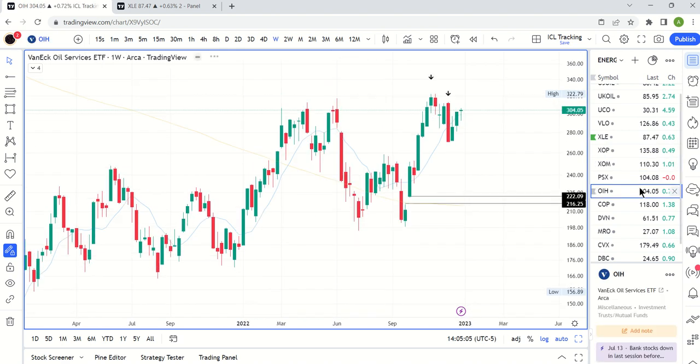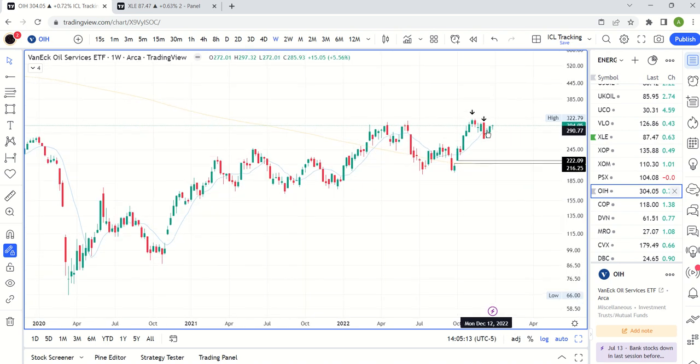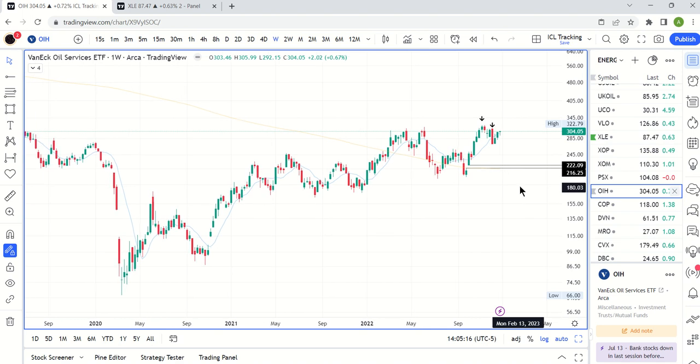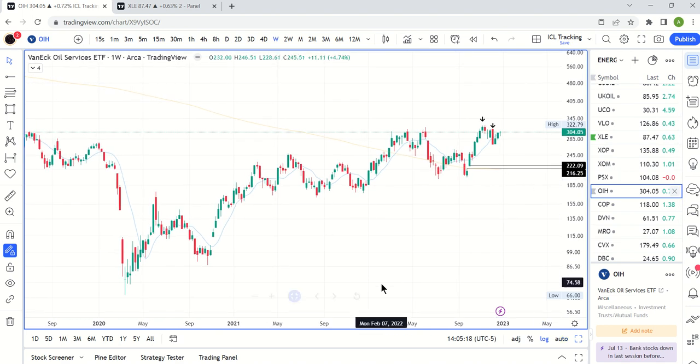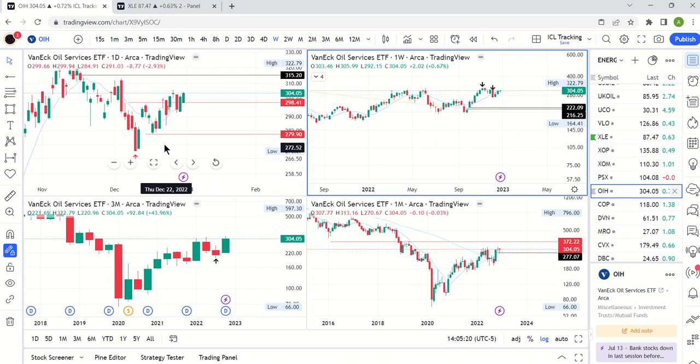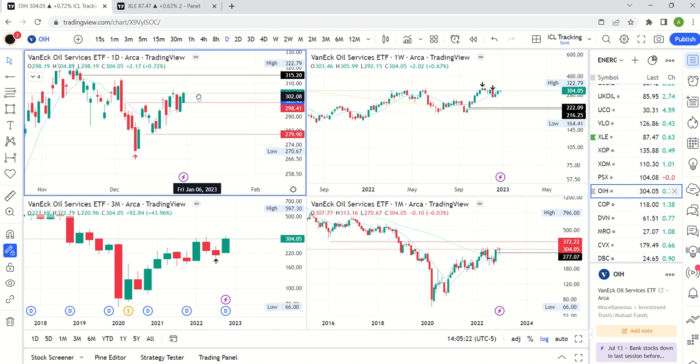Let's see, what about OIH? Yeah, same thing. So for OIH, the level to clear is 313. We're here at 304. And this is definitely one of the stronger ones. And the fundamentals, again, these are the oil services names, tend to outperform. And what do we look? Yeah, so they're all doing a similar thing on the weekly, right? Around the day 15 range.